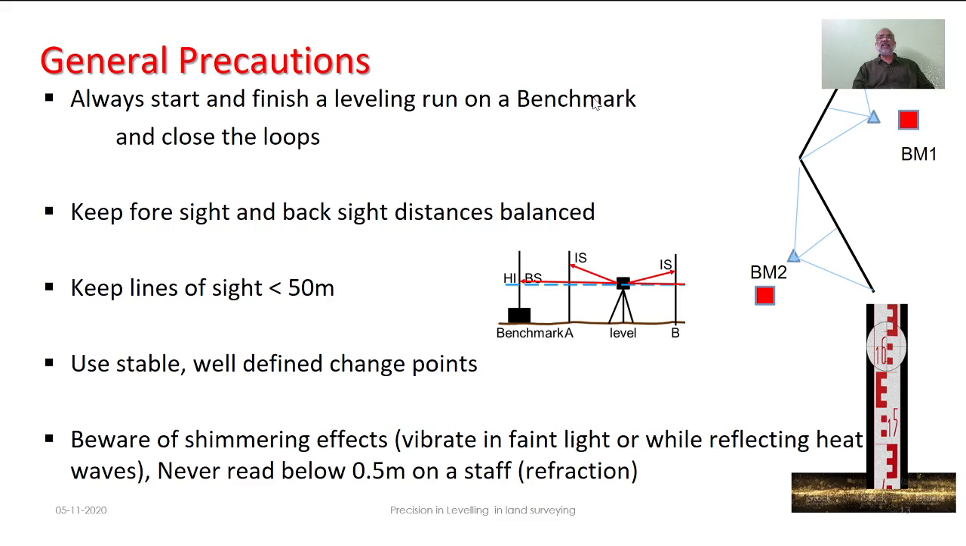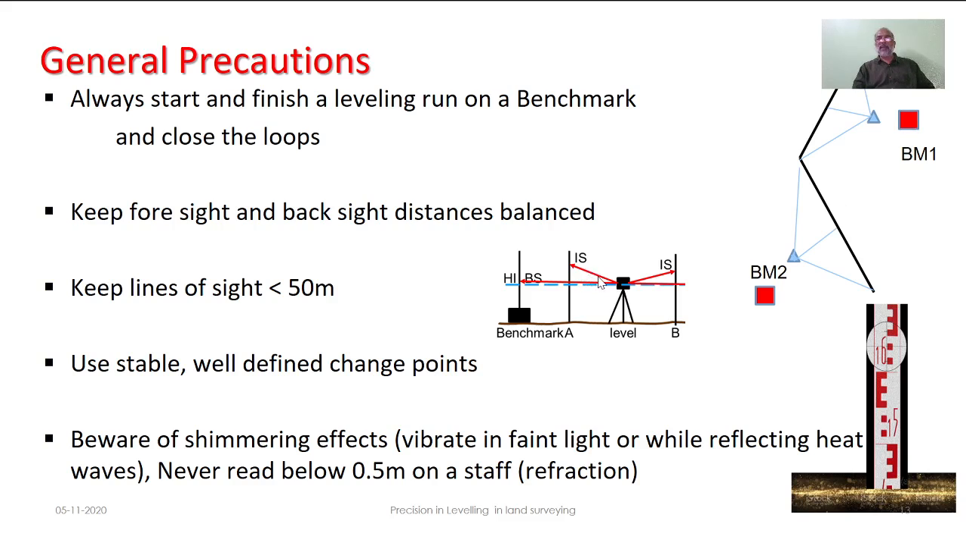Always start and finish the leveling run on a benchmark and close the loop. Say, for example, we are starting the work from benchmark 1 here. We have read station A and some similar stations. But as we are done with this particular leveling run, we must close the work on a certain known benchmark. It is quite probable that one may have the fly leveling and reach back to BM1 in order to close that particular work.